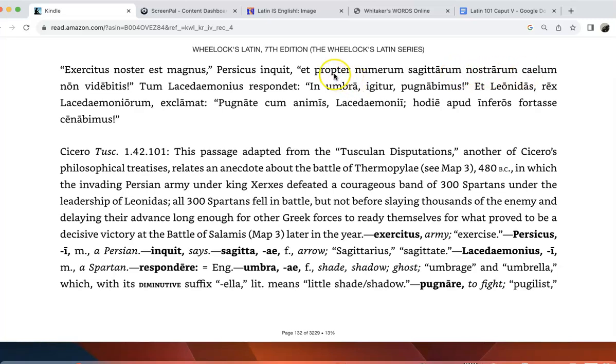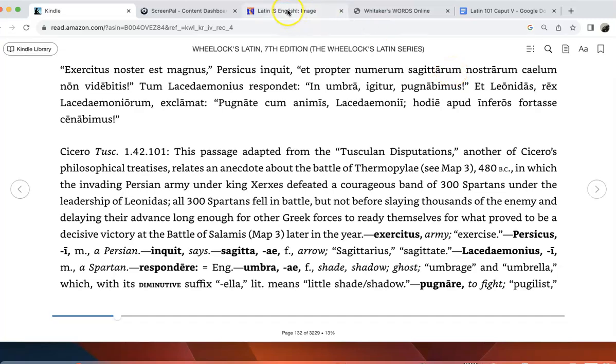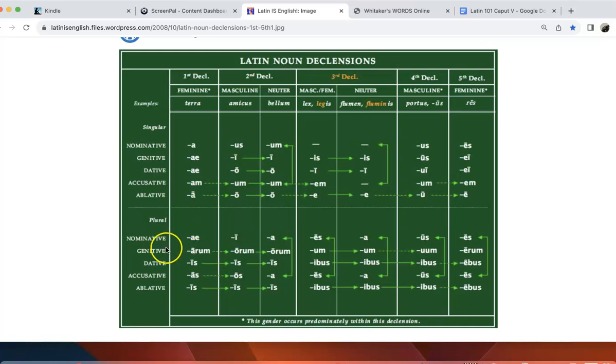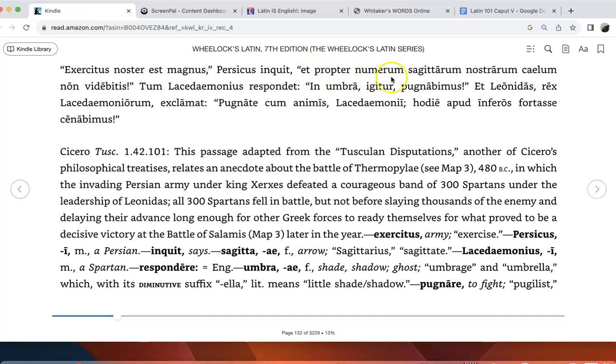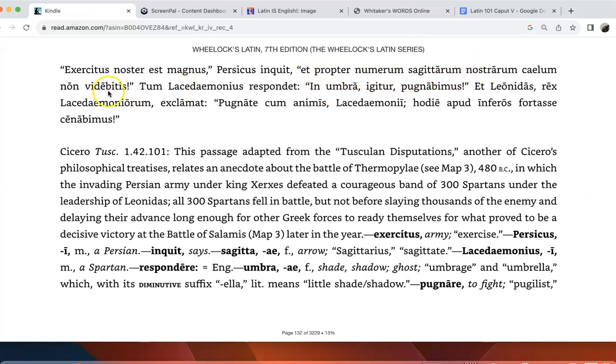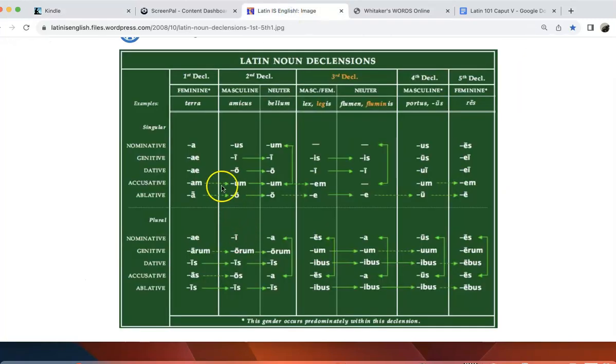So this is where propter is followed by the accusative. Numerum is second declension accusative singular. But then we have first declension genitive plural, which is arum. And so we have to be able to make that transition in our translation to because of the number of our arrows. But then here's the subject and verb. Tis is second person plural, and then the ending is future tense: you will not see. And then see what? The caelum, which is second declension accusative singular.